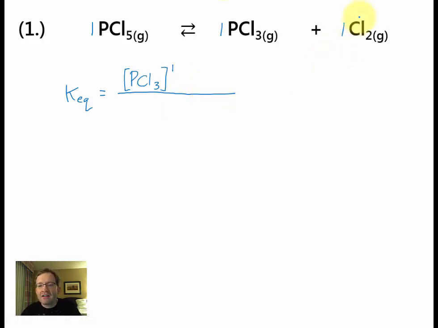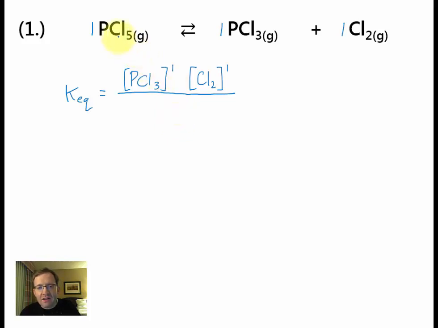The second product is chlorine gas, and it too has a 1 in front of it. So I will put chlorine in as the second value on the top, and we'll be multiplying those two together. Again, this is a power of 1. So it's PCl3's molarity times chlorine's molarity. I get a lot of people who will take this plus sign from the equation and put it in here between the two. We're not adding them together though, we're multiplying, and that's an important difference.